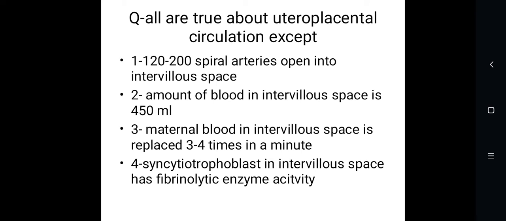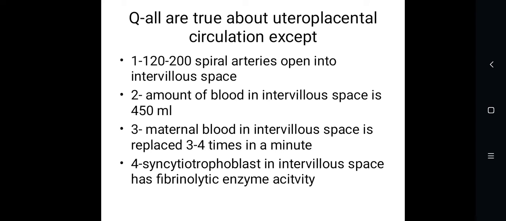This is wrong. We all know that even though the maternal size is bigger than the fetal size, in the placenta more fetal blood is present than maternal blood. The maternal blood present in the intervillous space at one particular time is only 150 ml, and the 350 ml around it is of fetal origin. So out of the 500 ml capacity of the placenta, 350 ml is of fetal origin and 150 ml is of maternal origin. So option 2 is not true.